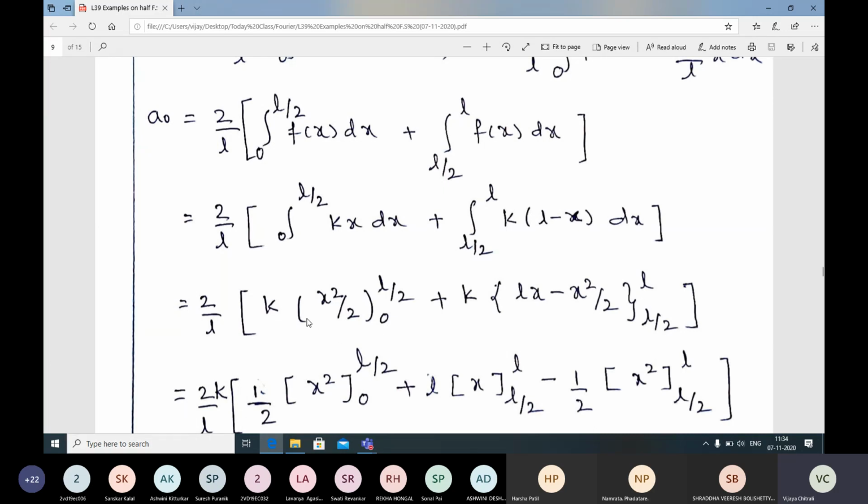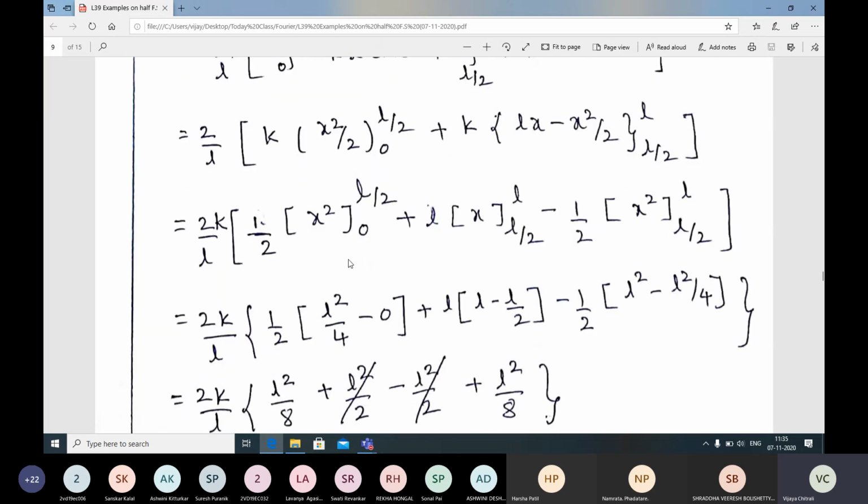Now this k is constant, right? And take this 1 by 2 outside. Here also k we have, and here also k we have, both the terms. Take this k outside. So the next step is 2k divided by L, and 1 by 2 outside, x square, limits 0 to L by 2, plus L outside, x limits L by 2 to L, and this plus into minus is minus 1 by 2 outside, x square limits L by 2 to L.